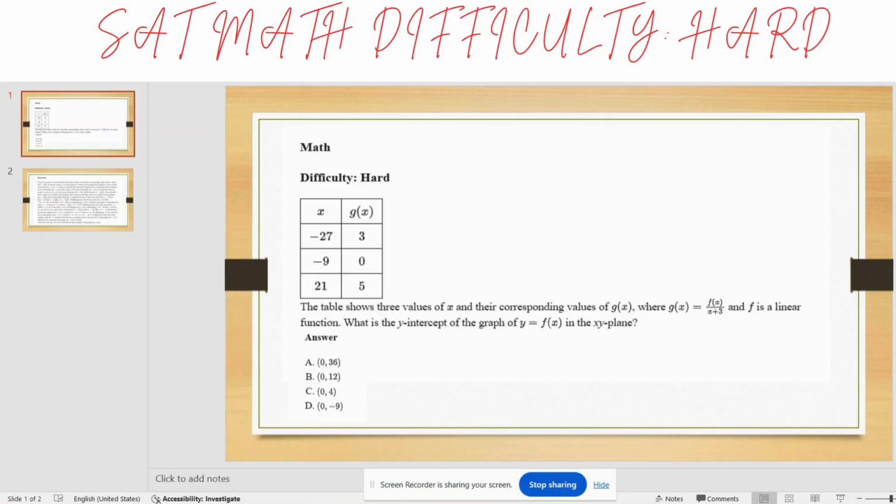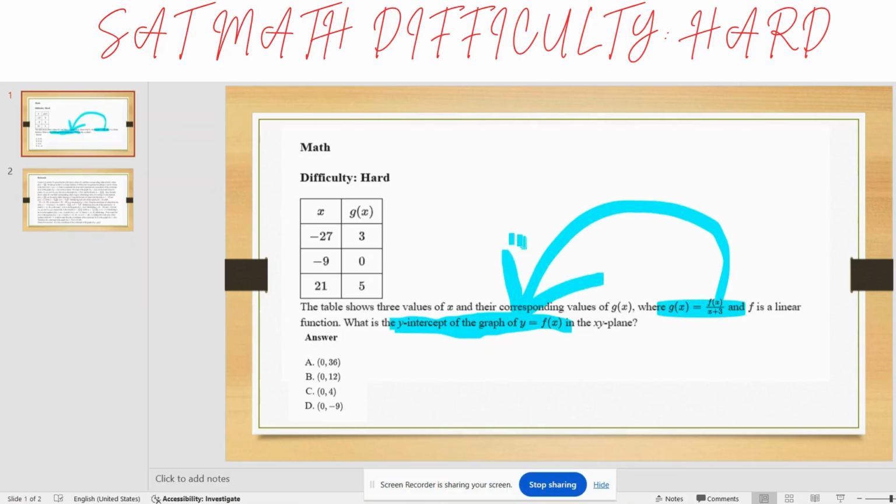As we can see here, the question wants us to find the y-intercept of the graph y equals f of x. We have been given the table of g of x, but we have to find out what f of x is. If you look at the question here, they have given us the equation where g of x is related to f of x. So from this equation, we are going to find f of x, then the f of x equation, and from that equation, we're going to find the y-intercept.